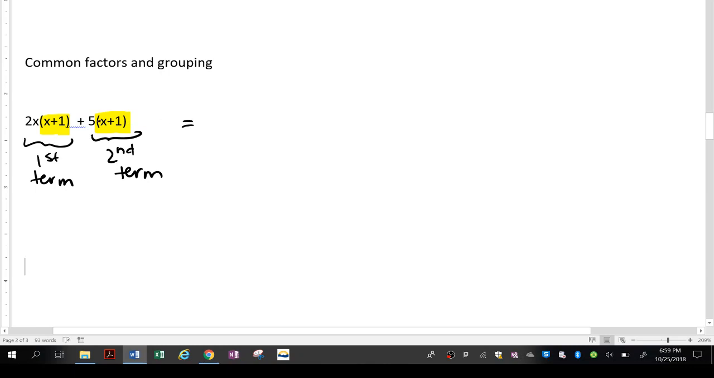So essentially we're dividing each of these terms by x plus 1. I'm going to write x plus 1 here, and then another bracket. Now when we divide x plus 1 out of this first term, we're left with just 2x. And when we divide x plus 1 out of this second term, we have 5. And so our factorization of this polynomial becomes x plus 1, which was the common term, and 2x plus 5.